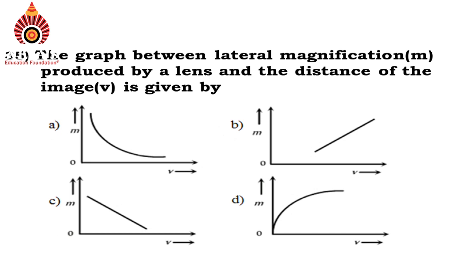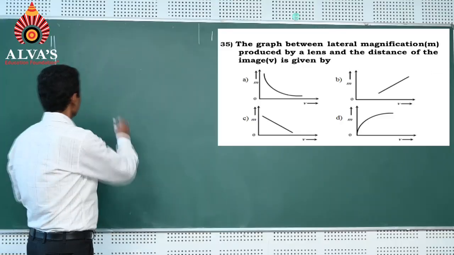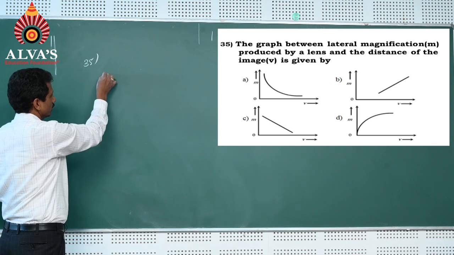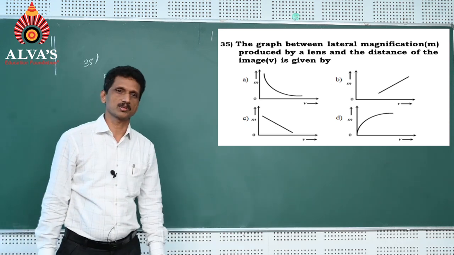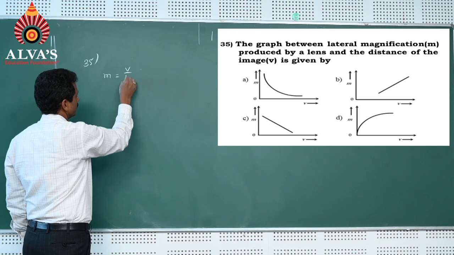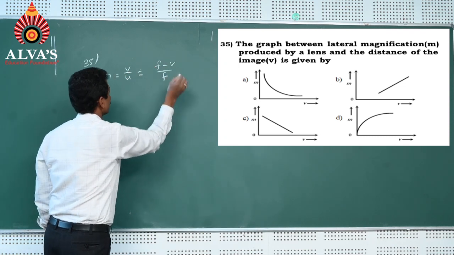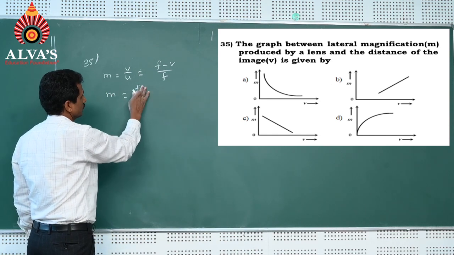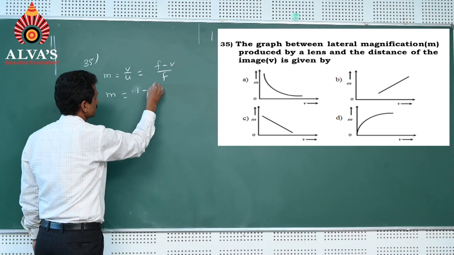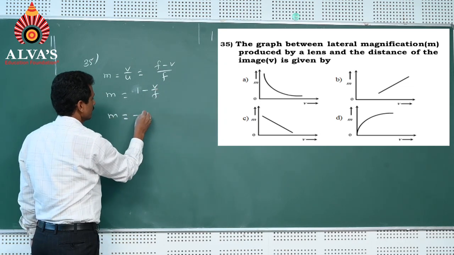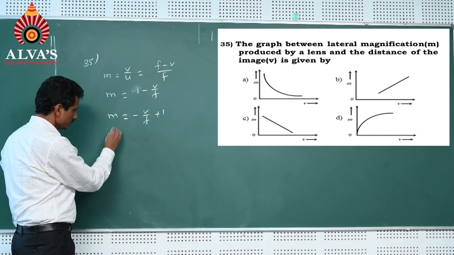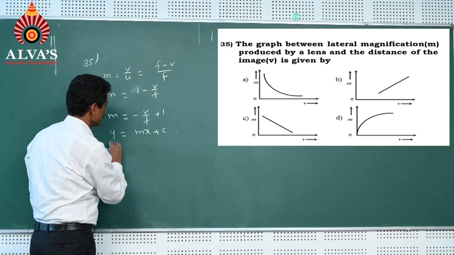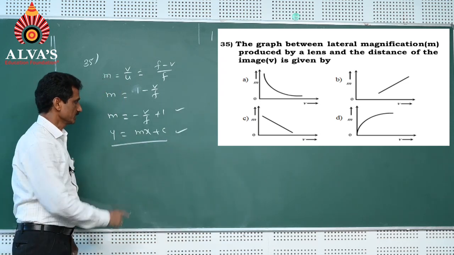Question number 35. The graph between the lateral magnification M produced by a lens and distance of the image V is given by. You know magnification is equal to the linear size of the image to the linear size of the object, nothing but Hi by Ho, nothing but V by U, also equal to F minus V by F. That is M is F minus V by F, that is 1 minus V by F, or you can write like this: M is minus 1 by F times V plus 1. It is nothing but y is equal to mx plus c. Compare these two equations. It is the equation of a straight line.